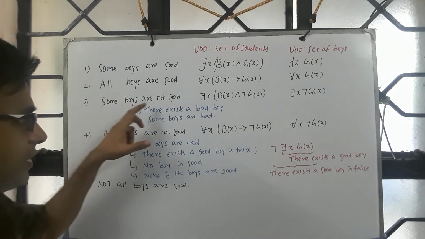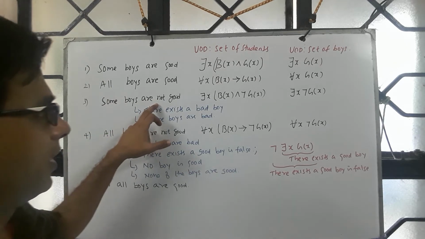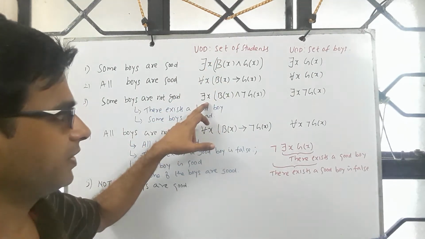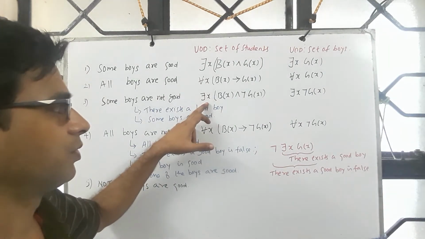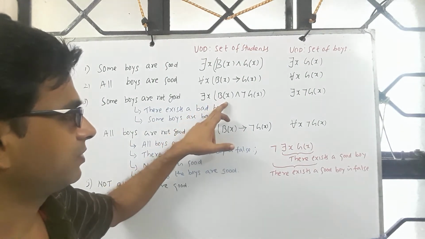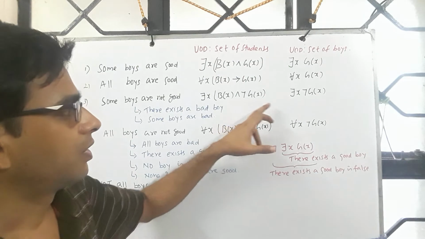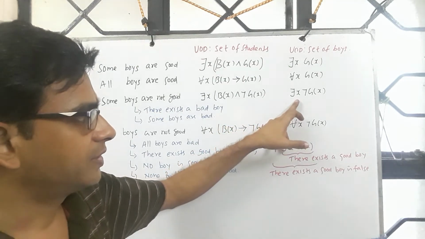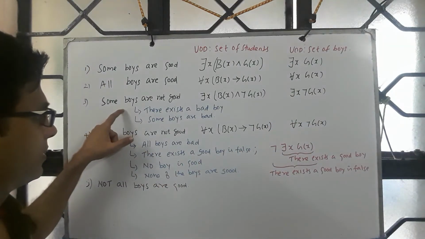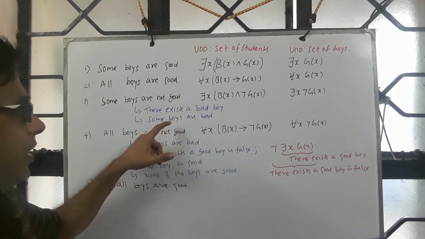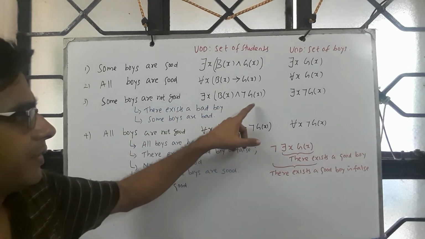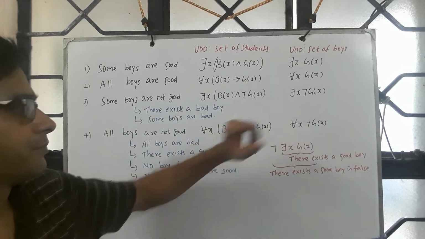Look at this. Some boys are not good. If you work with this, then some are not good. So there exists at least one boy who is not good, and there exists a bad boy. So there exists x, x is a boy and not good. Or if the universe of discourse is a set of boys, then you say there exists x and x is not good. So this means there exists a bad boy and some boys are bad. So all three mean one thing, and either you write this or write this.